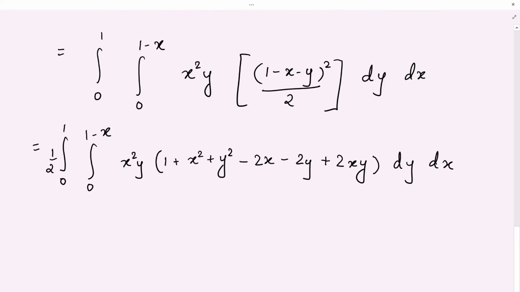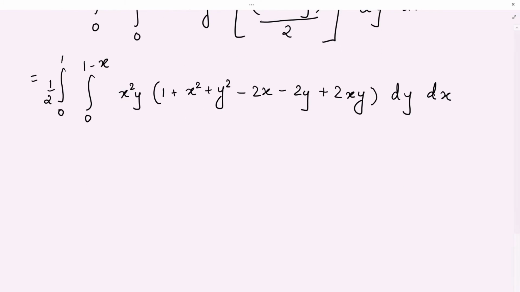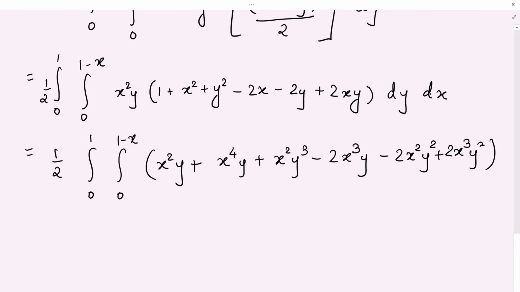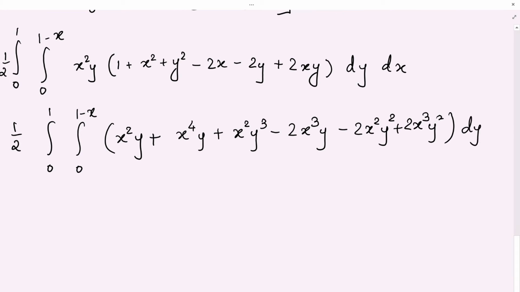Now let me multiply this x square y inside. So if I multiply that x square y inside, you will have x square y plus x raised to 4 y plus x square y cube minus 2x cube y minus 2x square y square plus 2x cube y square. This is what I have got when I open the brackets, dy dx.